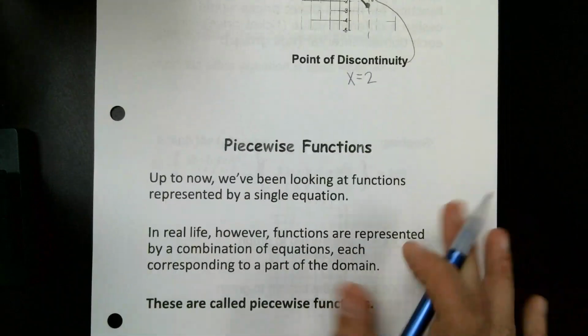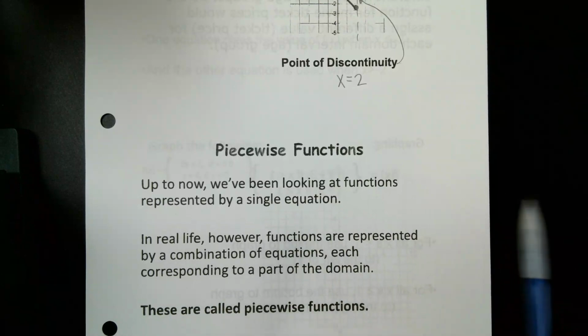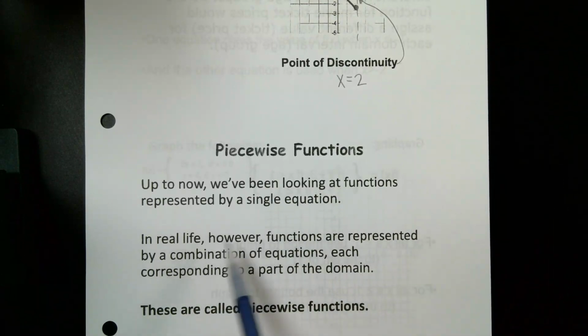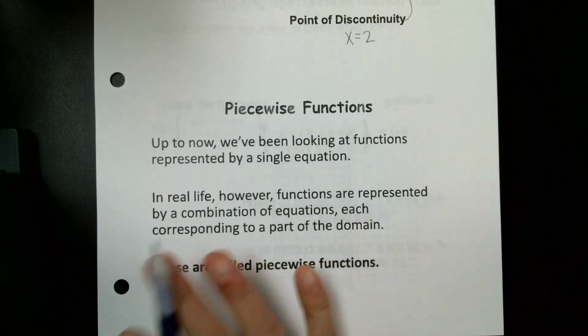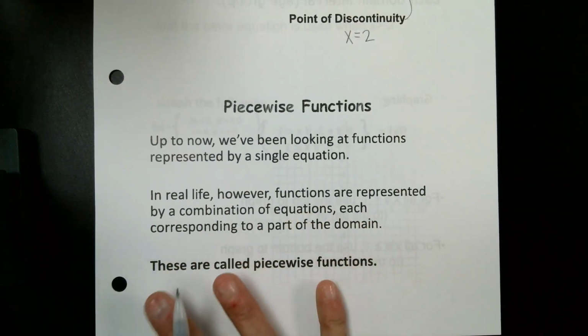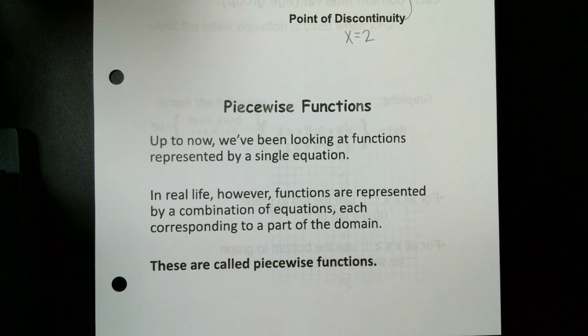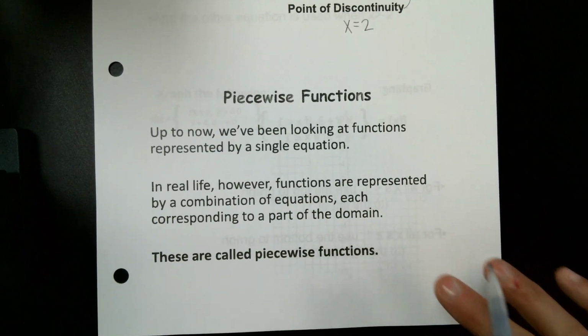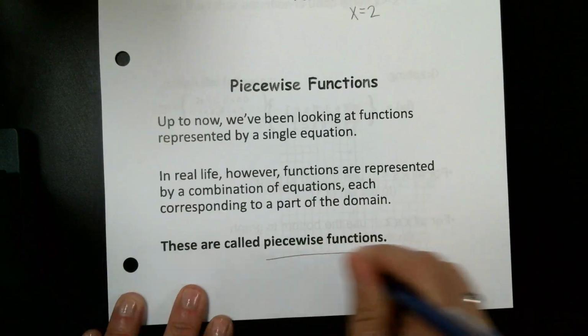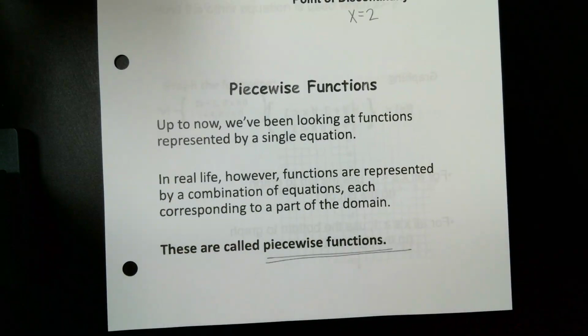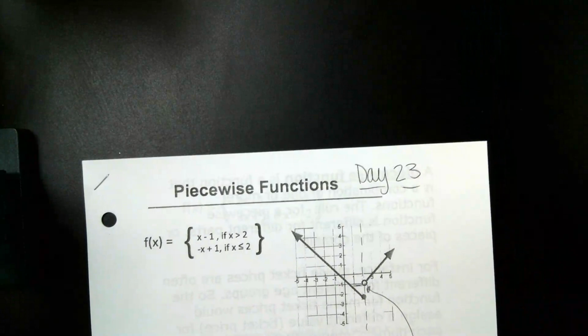So if you read down here at the bottom, it says, up until now, we've been looking at functions represented by a single equation. But in real life, most functions are represented by a combination of equations, each corresponding to a part of the domain. So these are called piecewise functions. You're going to have several different pieces to the graph. Okay? Turn the page.